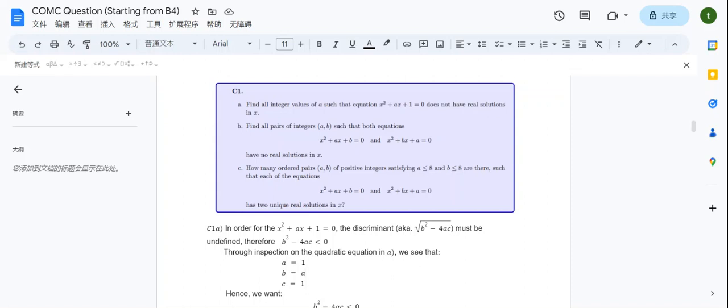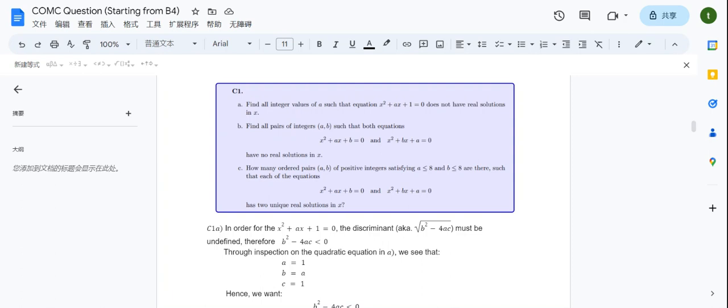Of C1 of CMC. Basically, the C1 has three questions. A. Find all integer values of a such that the equation x squared plus ax plus 1 is equal to 0 does not have any real solutions in x.